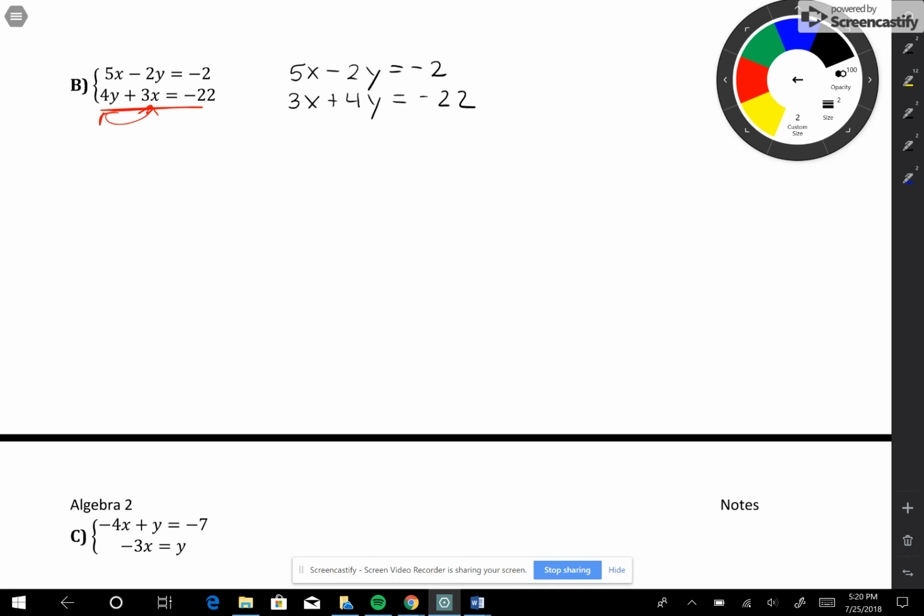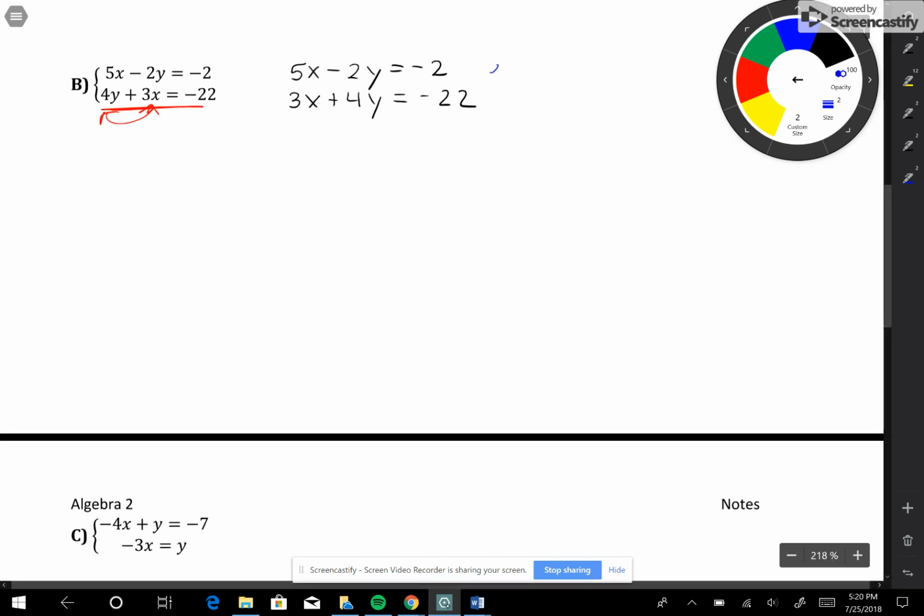Now I check: are any of the coefficients on the variables opposites of one another? If I look to my x terms, I have 5x and 3x. Neither of those are opposites. Looking at my y terms, I have negative 2 and a positive 4. Those also are not opposites of one another. However, they do have opposite signs, so that's one step in the right direction. And also, I could just multiply negative 2 times 2 to get a negative 4. So I think I'm going to eliminate y. That seems like a good choice.